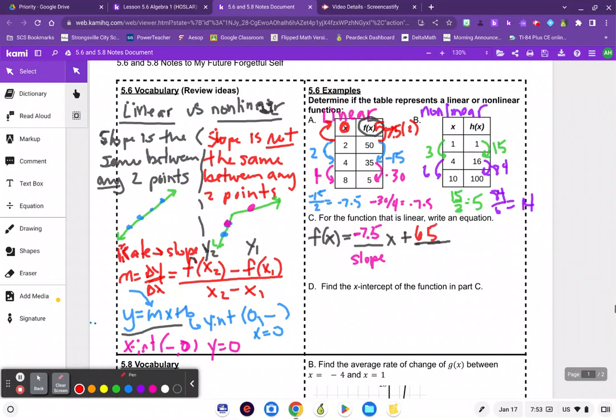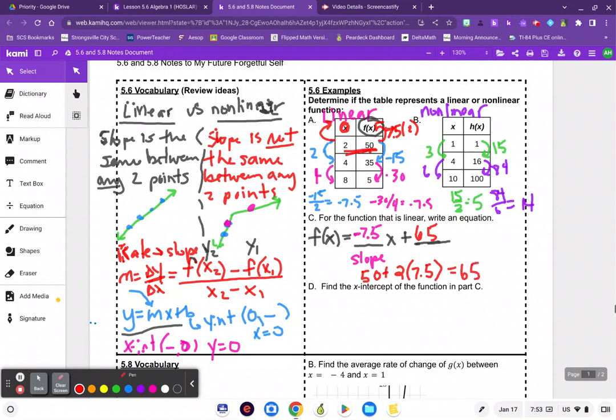Right? So again, I have to go back 2 spots. And I'm going to do the opposite. I'm going to take a positive 7.5. Since I'm going to be working backwards, I'm going to add the 7.5. I'm going to take this number and I'm going to add it to the number that was already the output at 2. And so that's how I'm getting that 65.